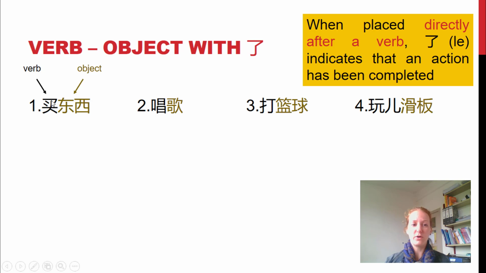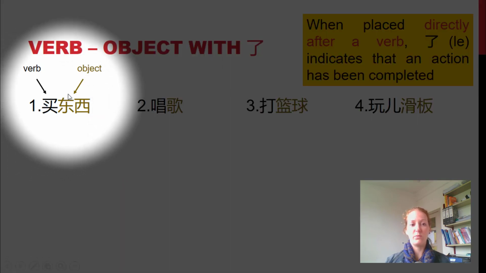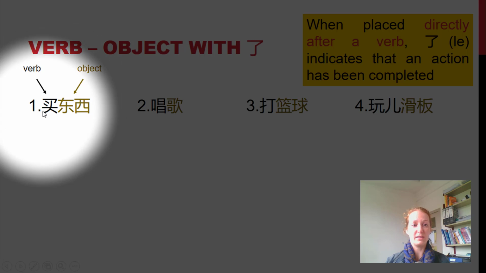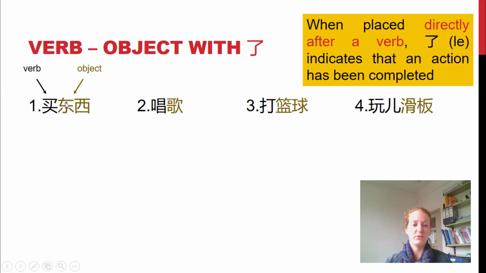So first of all, we've got a verb, and then we've got an object, so 买, to buy something, 东西, stuff, things. In all of these examples, we have a verb 唱, to sing, 歌, a song, 打, to play, 篮球, basketball, 玩, to play, 滑板, skateboard. So all of these are verb object constructions. So how do we say that we've completed these actions?